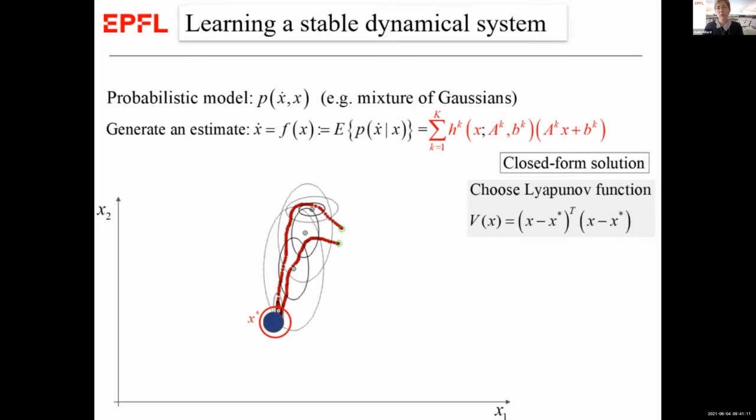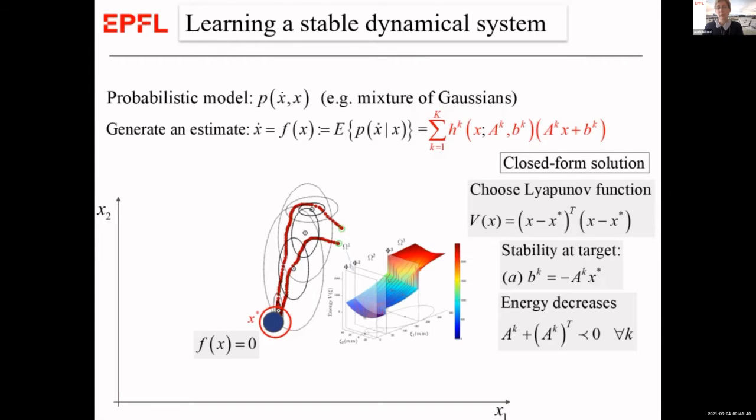So in this very first work, what we did was to choose a Lyapunov function. We just said, okay, we just want a quadratic function and make sure that our function vanishes at the origin of our system. If you do that, then you can derive explicit conditions for these unknown parameters. You can have an explicit condition on the stability at the target, which is made of these b_k and A_k. So b_k the vector, and A_k the matrix that is associated to each of the Gaussian functions. And you can also enforce that the energy decreases everywhere, so that you can enforce this as a condition on this value.